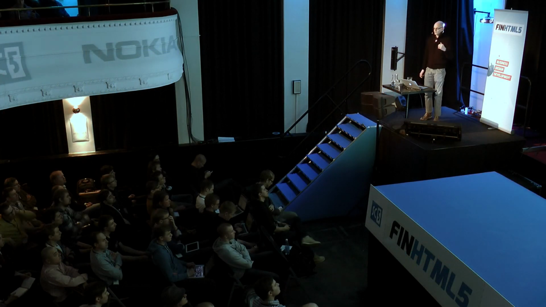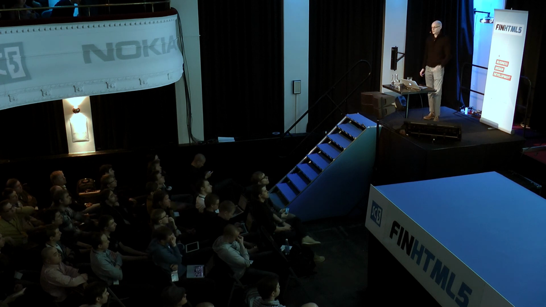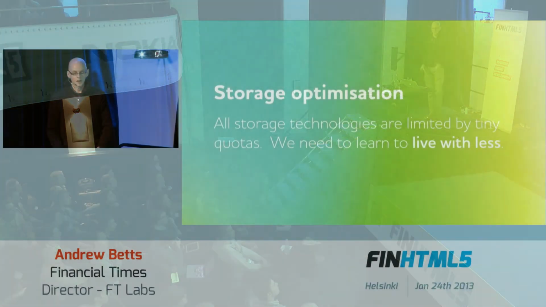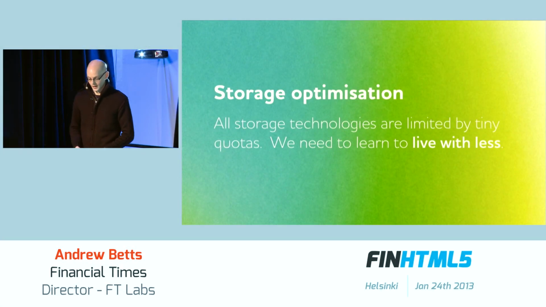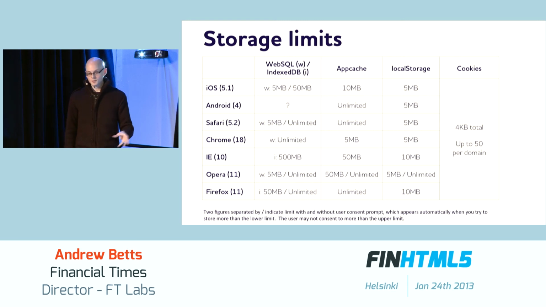And I was talking about quota a moment ago and how we need more space. And until we get more space, we need to optimize the space that we already have. Because actually, the amount of space we have is really tiny. Now, this graph and this chart is actually a little bit out of date. iOS 6 has increased the app cache maximum to 25 meg and has removed the limit on IndexedDB, which is brilliant. But for other devices, we're still dealing with some very small quota limits.